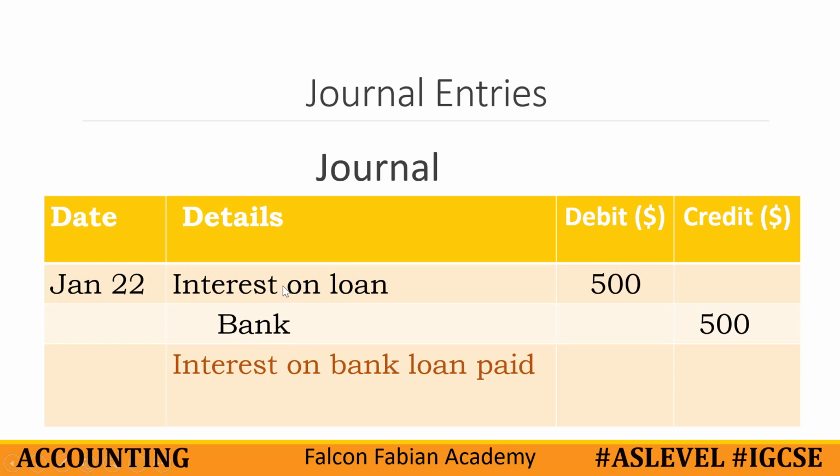So in the first line you will write the account that needs to be debited, then the account that needs to be credited, and then the narrative. So interest on loan needs to be debited, that's written first, and in the debit column 500. In the next line you would leave some space and then write bank because bank account had to be credited, and in the credit column 500, and the narrative is interest on bank loan paid. I hope you understood these entries.